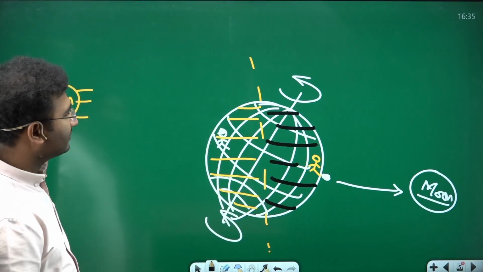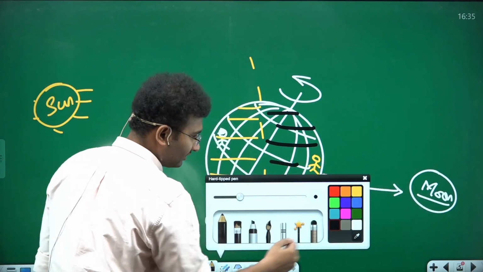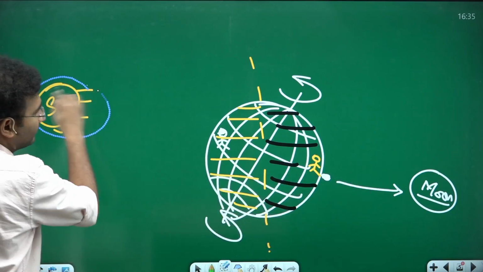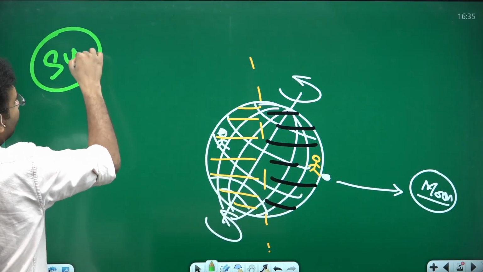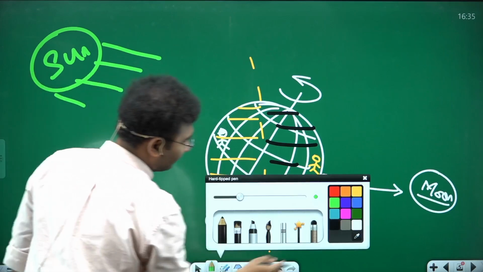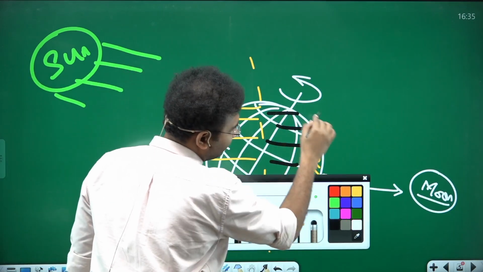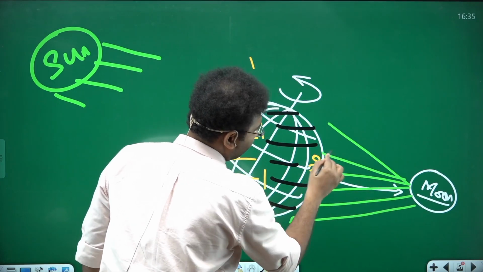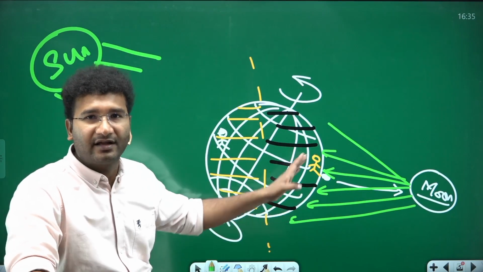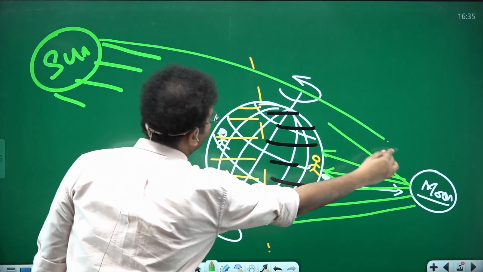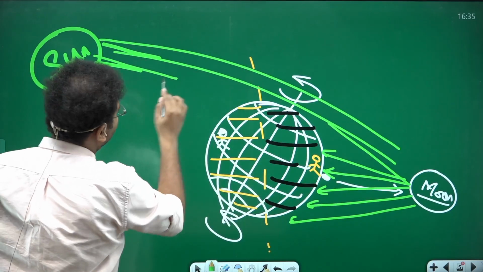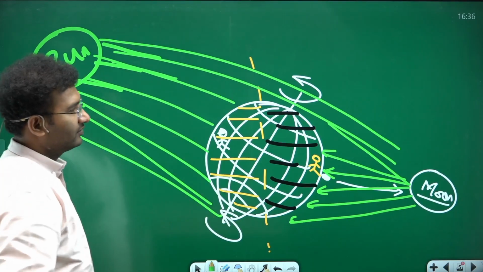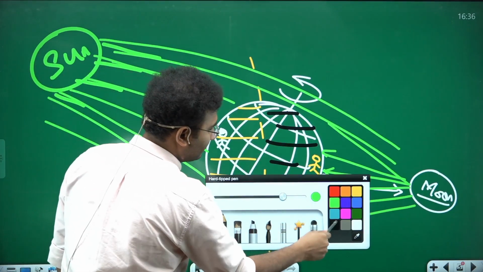The sun's rays which are falling on the moon are reflected back like this. Let me put the sun here. The sun's rays go and reach the moon and are reflected back like this. That is why the people who are here are able to see the moon, right? So this is your dark side of the earth. This is your dark side.